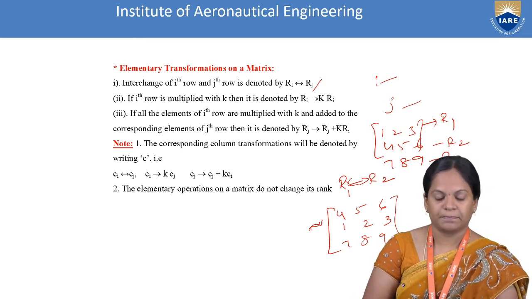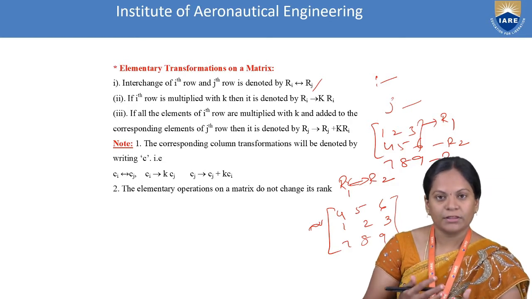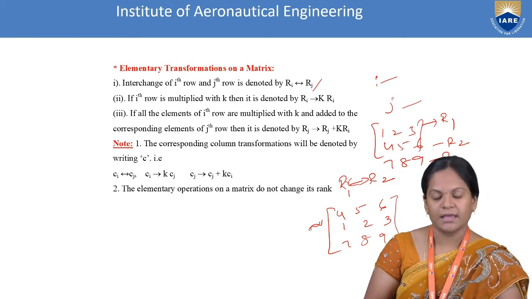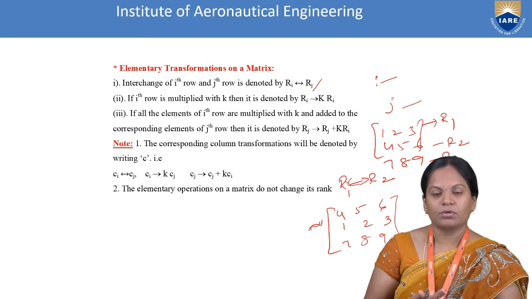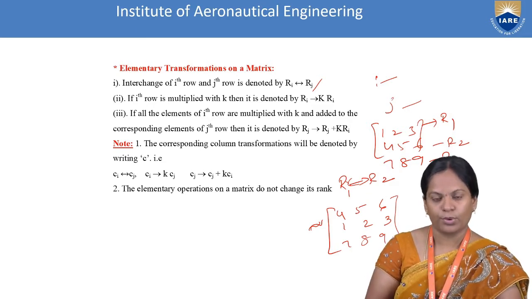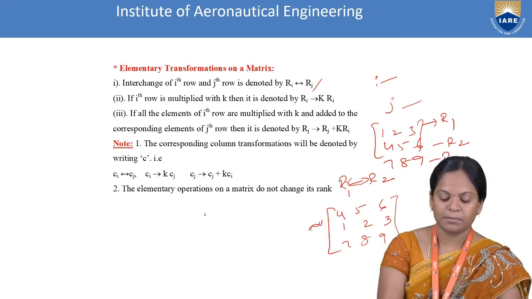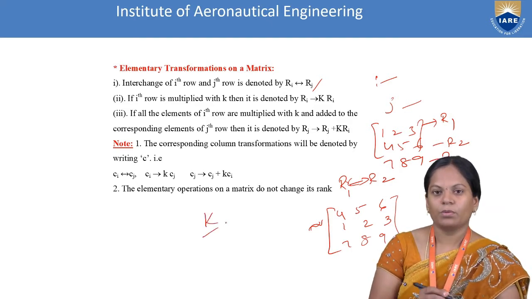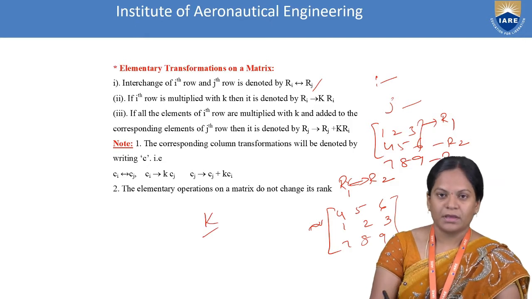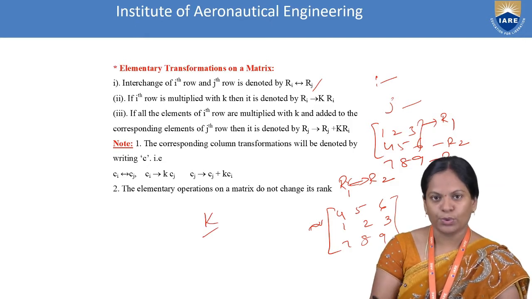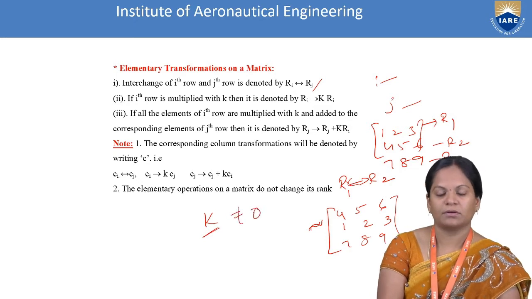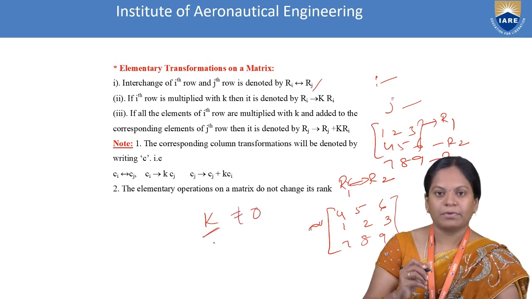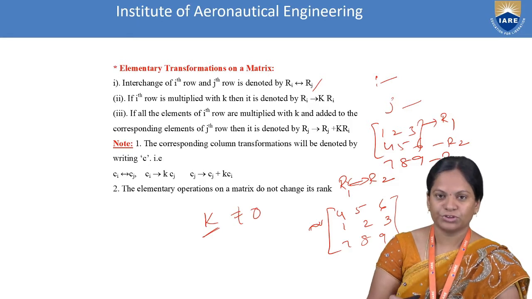Now the second step. What is the second step? If the ith row is multiplied with k, then it is denoted by k into Ri. So I want to change the elements in that row, that's why I take some k. Now I am multiplying each and every element in any row with this scalar k. k is a non-zero value. By our convenience, I want to change one row, multiplying with this k.